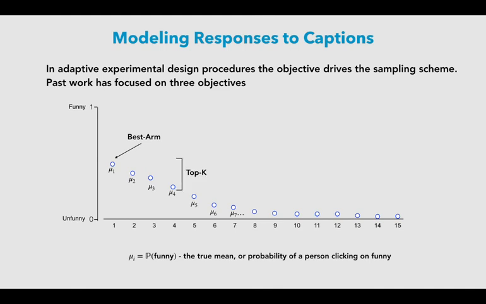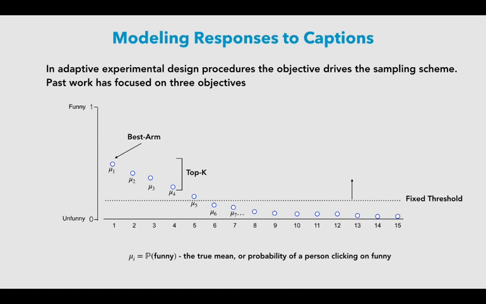A generalization of this is what's known as the top-k objective. So for example, here in this picture, k would be 4. I'm interested in returning the 4 captions that have the 4 highest means. A final objective that's often considered is the fixed threshold objective, where I'm interested in returning all captions whose means lie above some fixed threshold. Again, I just want to emphasize, we don't know what any of these means are. We have to learn them through sampling. But our hope is to come up with methods that can return the answer had we known what these means are.